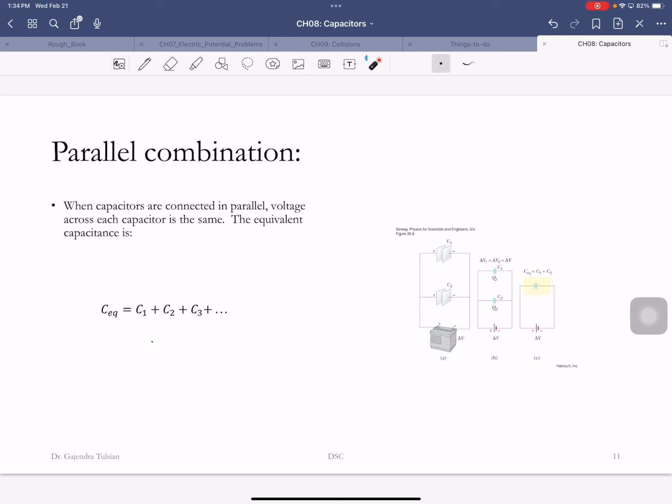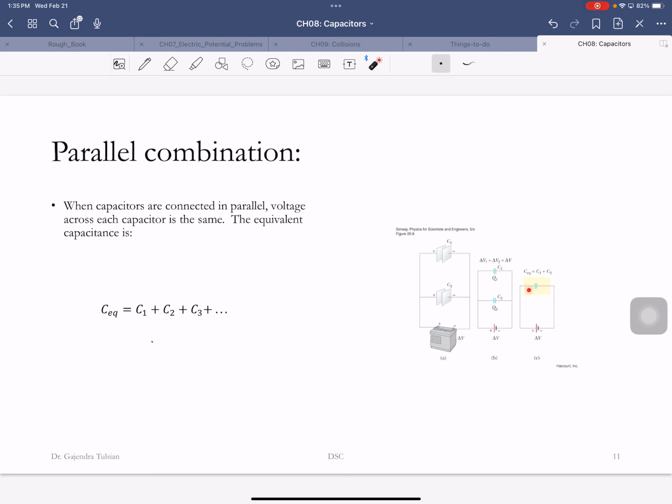So here's the way to write it using electrical symbols. Here's this capacitor connected to the battery. This capacitor is connected to the battery. So when you have a parallel connection like this, they both get charged to the same voltage as the battery voltage.